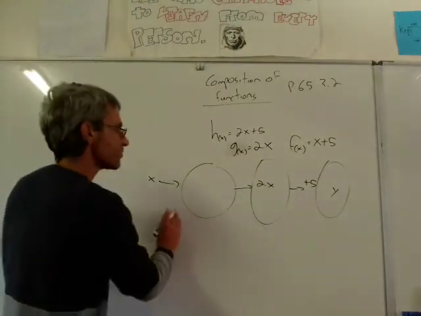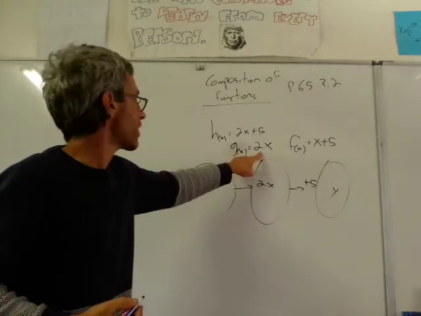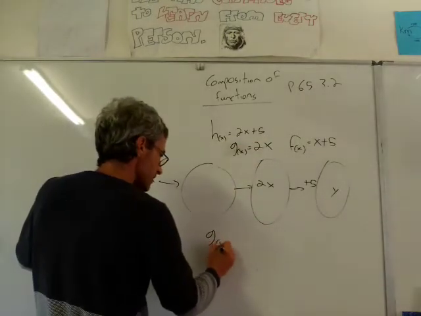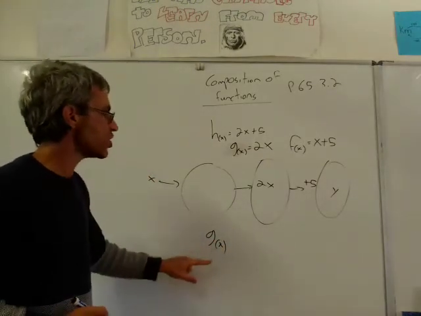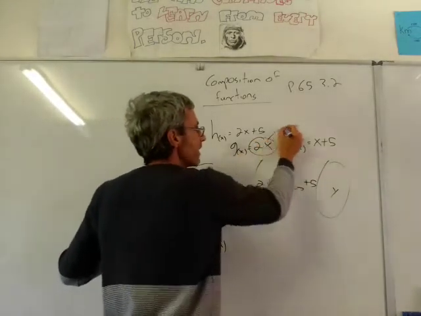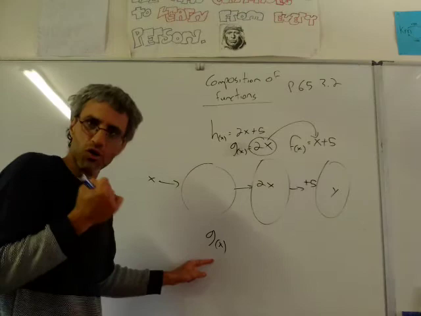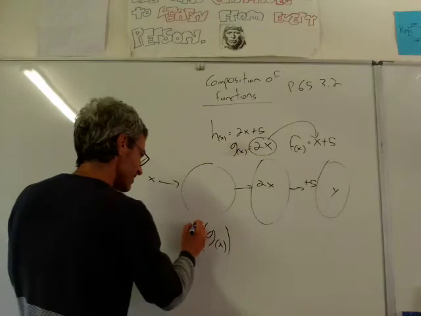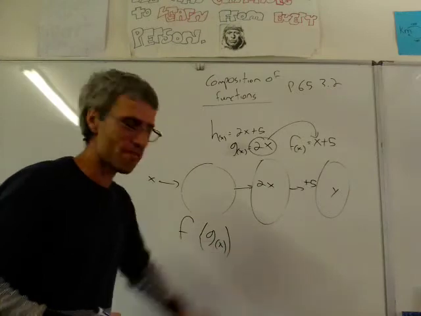I'll show you how you do it. What's the first thing we do? We do 2x, right? We're not adding 5 and then doubling. We first of all double it. So we're going to write g of x, and then g of x will be the new x in here. So first of all, I will double it, and then I'll put it here and add a 5. So I'm first going to map x to g of x, and that's going to be my new x for this function. So f of g of x.